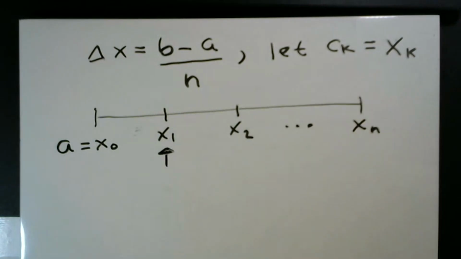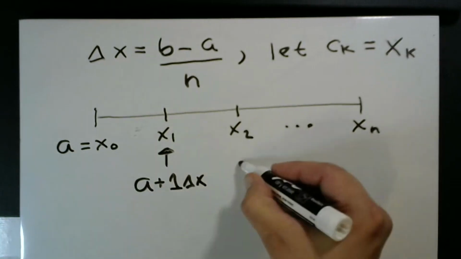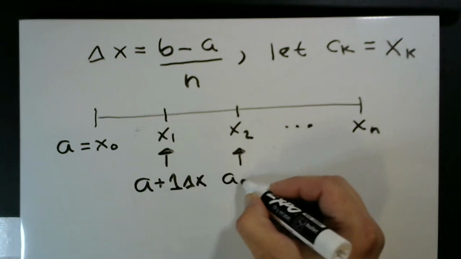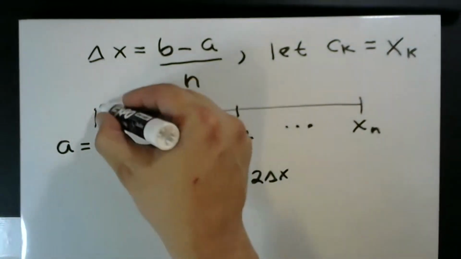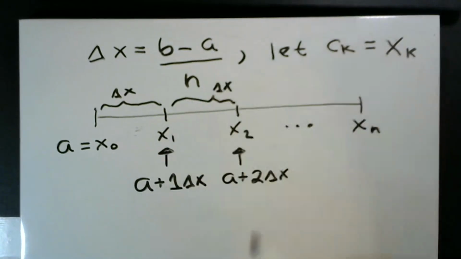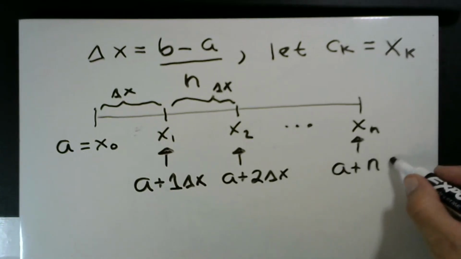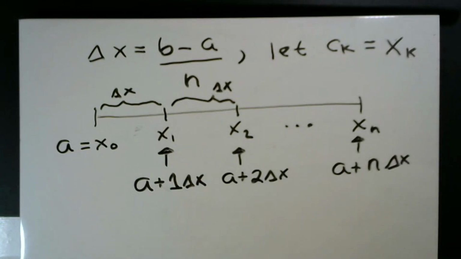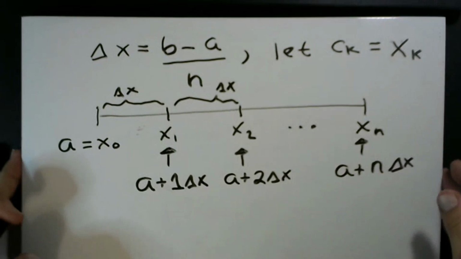But we can describe this now as a plus 1 delta x. This here will be a plus 2 delta x's. 1 delta x, 2 delta x. So again, we're dealing with the same width here. And then this one here is going to be a plus n delta x's. Now you might be wondering, what's the point of bringing in k's if everything's the same width? Well, we are going to bring in the k's. They are going to be useful.